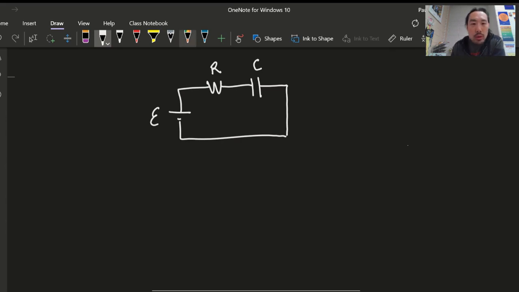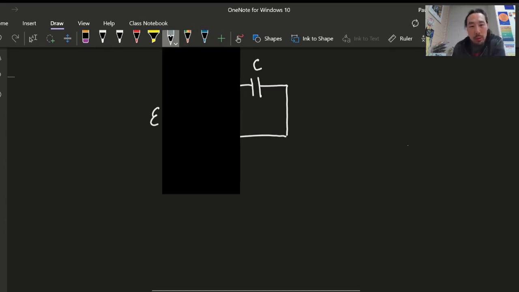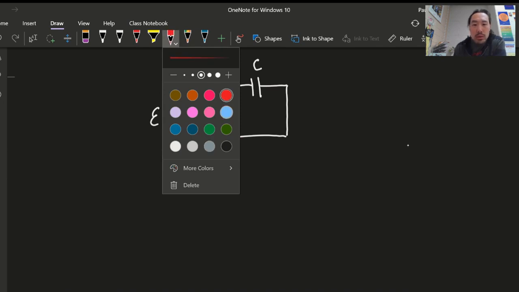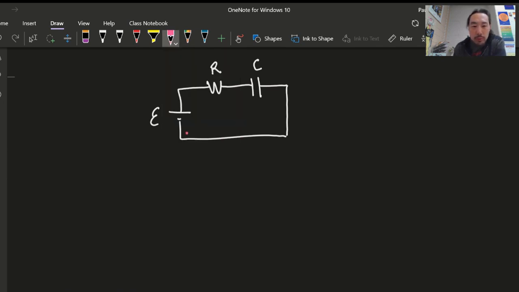So what we're going to do is start off with Kirchhoff's loop rule to come up with our starting formula. I'm going to start down here in the lower left-hand corner and go up, and the first thing I'm going to hit is this EMF source. So we have EMF, and because we're going from negative to positive, that EMF source is going to be positive, and then we're going to go around.